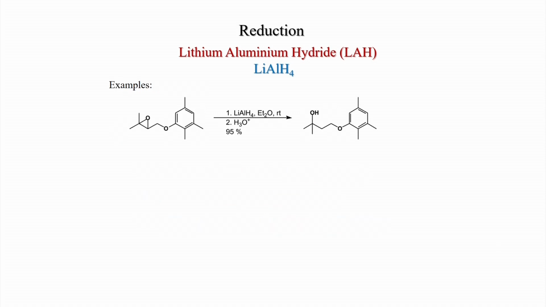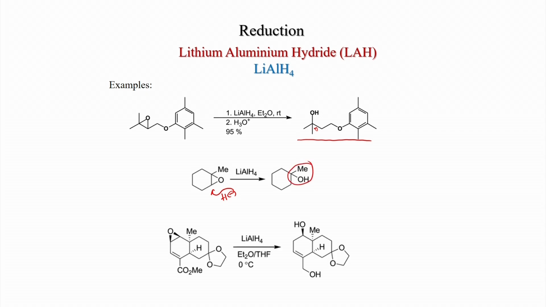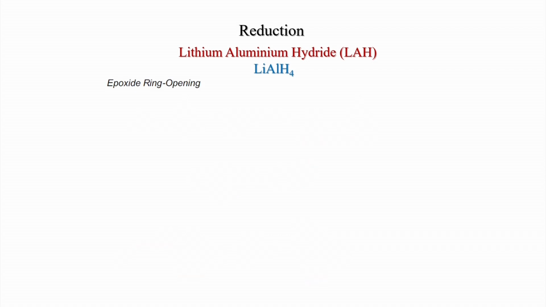Example, here an epoxide is there, lithium aluminum hydride treatment gives this alcohol with a quaternary center here. Here also, regioselectively, the cyclohexene epoxide gives this quaternary center, and this complex molecule when treated with lithium aluminum hydride, then hydride delivery takes place from the side. You get this secondary alcohol. Also the ester group gets reduced to the alcohol. Epoxide ring opening, more examples are there.